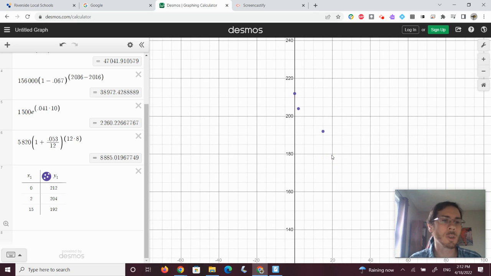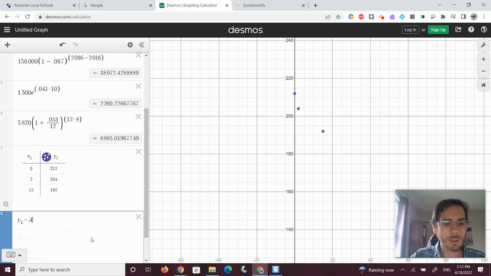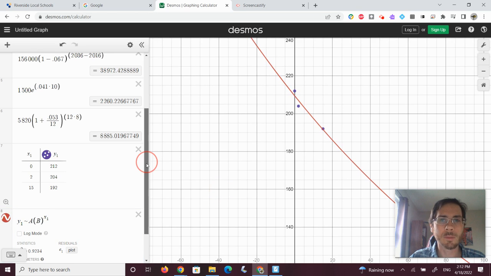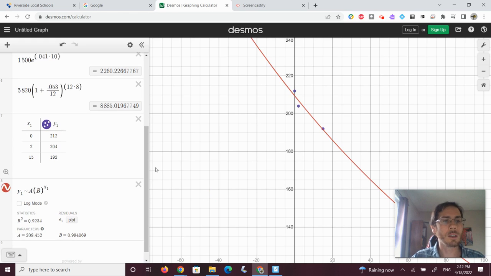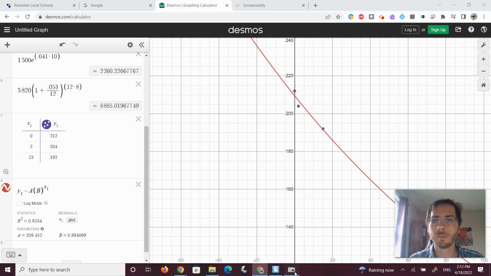It looks like we're decreasing, which makes sense because our tea should be cooling off. Y1 tilde A times B to the X1. All right, so let's see what we get. That doesn't look that great, but that's what the model's given us. We have an R squared of 0.92, so it says it's pretty good. So Desmos likes it. All right, so let's grab our equation then. I'm going to cheat by grabbing it. You can notice it doesn't exactly go through the dots, and that's okay.